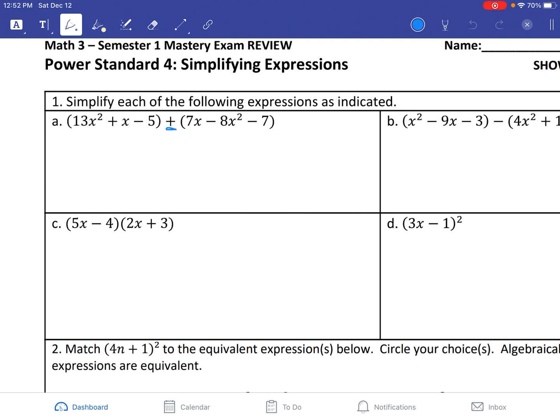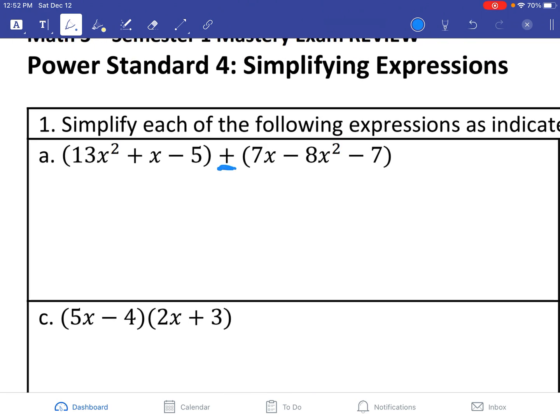All right, all we're doing here is adding. So we are adding two terms together. Do not multiply them, you're just adding. So you're going to combine the like terms. So we have 13x squared and negative 8x squared. So 13 minus 8 is going to give you 5x squared.